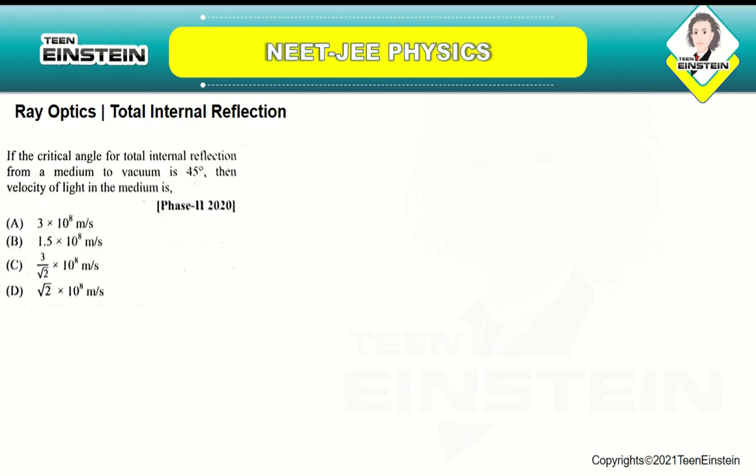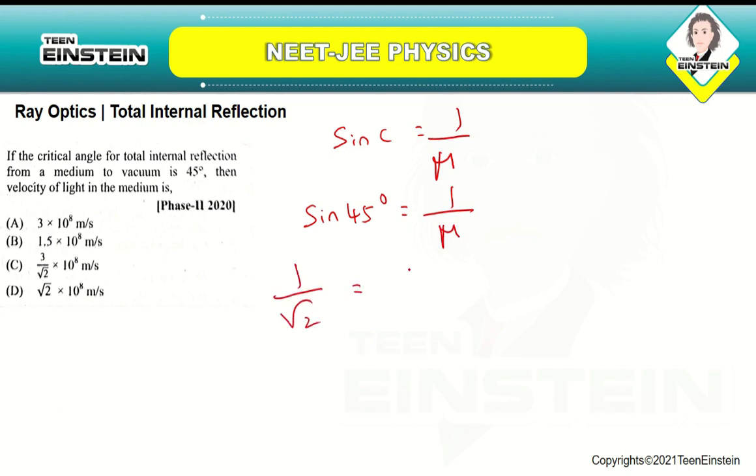If the critical angle for total internal reflection from a medium to vacuum is 45 degrees, then the velocity of light in the medium is? So, here they are given sin C is equal to 1 by mu. Sin 45 degrees is equal to 1 by mu, or 1 by root 2 is equal to 1 by mu. So, mu will be equal to root 2.